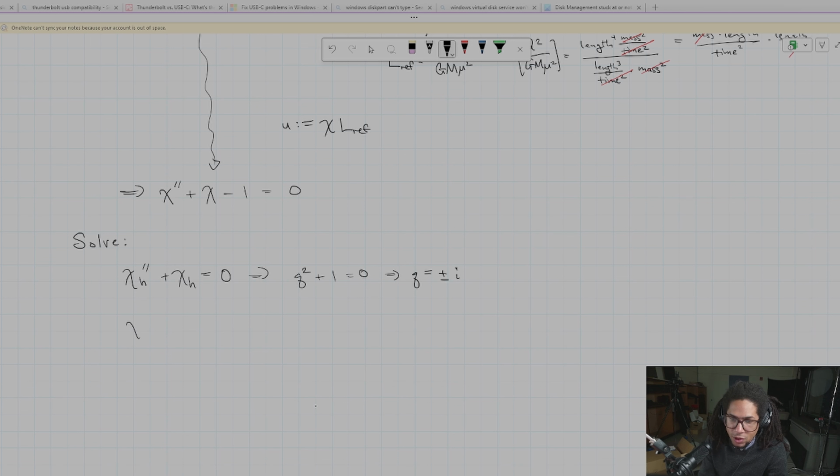All right, so this tells us that chi h is equal to a e to the i phi plus b e to the minus i phi. Good.